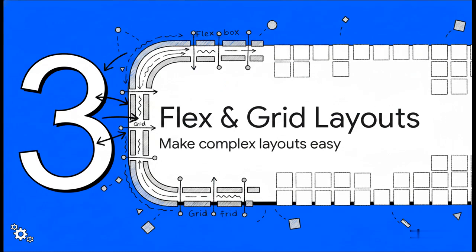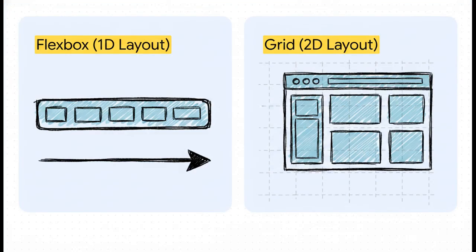Now we're getting to the most powerful tools in modern CSS, Flexbox and Grid. Before these came along, making complex layouts with things like floats and positioning was a real headache, but these two have made it all so much easier. So when should you use Flexbox and when should you use Grid? The simple rule is Flexbox is for one-dimensional layouts. That is, aligning things in either a row or a column, like in a navbar. Grid is for 2-dimensional layouts, where you need to control both rows and columns at the same time, like for the entire structure of a page.